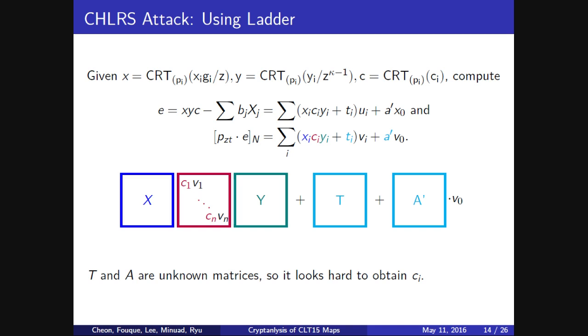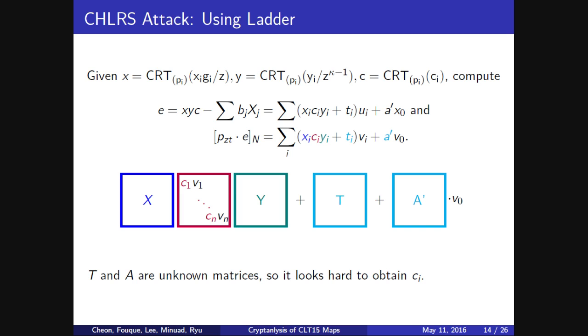Let me explain the effect of the ladder in the aspect of the CHLRS approach. As previously, we are given encodings X, Y, and C. Then we multiply these encodings and reduce the size using ladders. To compare with the previous, there are two additional terms, Ti and A prime.